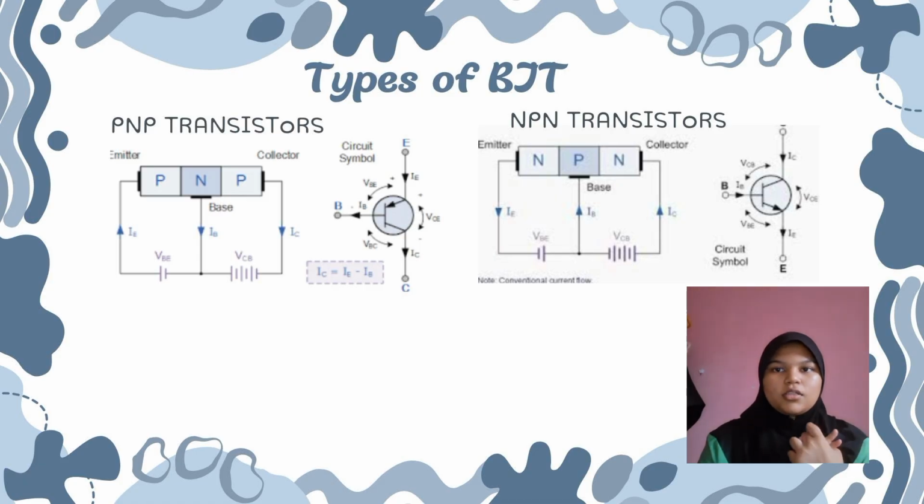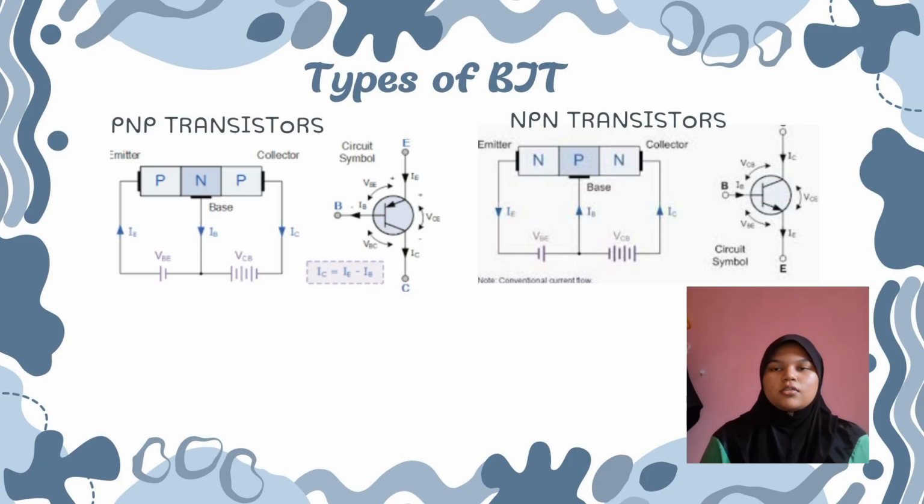Two is the PNP transistor. The structure is that it has a layer of N-type material between two P-type materials. The current flow is that a small current out of the base allows a large current to flow from emitter to collector. The operation is that the transistor turns on when a negative voltage is applied to the base. It is commonly used in complementary circuits with NPN transistors.